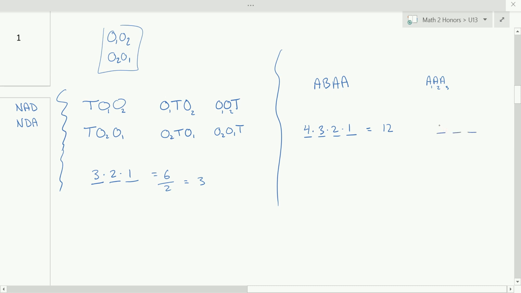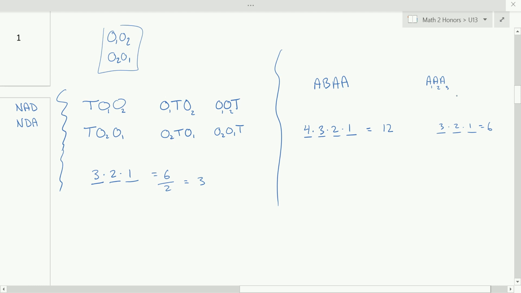One. So I have 3 times 2 times 1 ways, so there's 6 ways to rearrange these. If you don't believe me, go ahead and try it. You can go A1, A2, A3; A1, A3, A2; A2, A1, A3; A2, A3, A1; A3, A1, A2; A3, A2, A1. Okay, 6 ways.